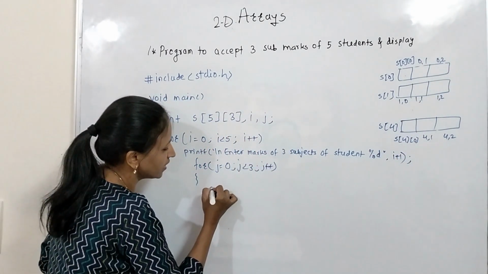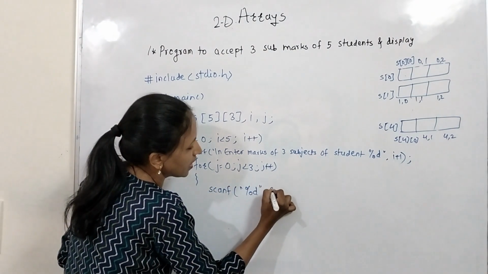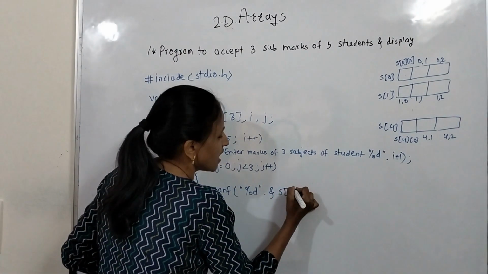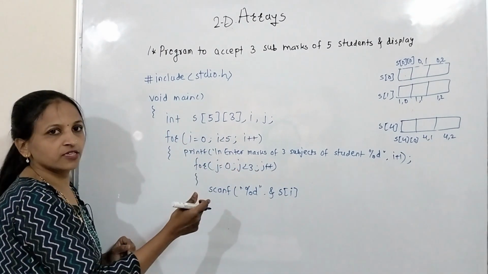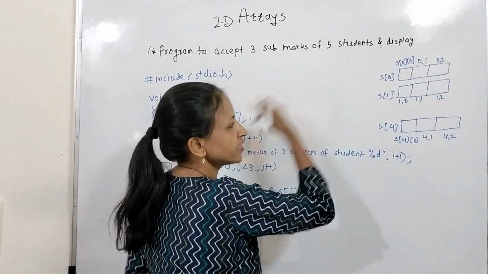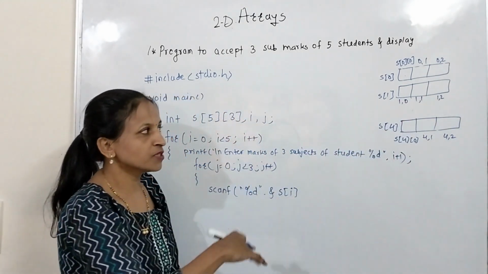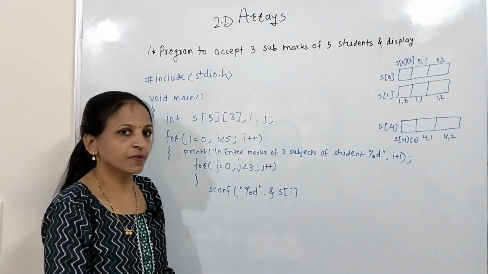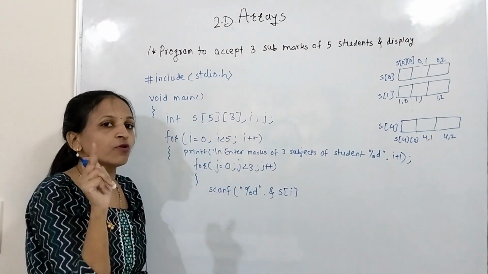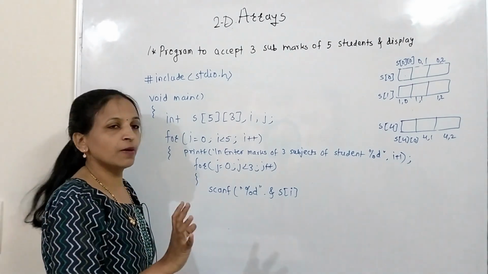Here we can write scanf, %d, ampersand. Now the element: the name of the array is s, the first index is I, fixed for this iteration, where I is 0. For the second iteration I will become 1, for the third iteration I will become 2, and so on. And j will change from 0 to 2, 0 to 2, 0 to 2 every time, because this loop will get executed fully for every iteration of the outer loop, as we have seen while studying nested for. Same thing we will apply here.